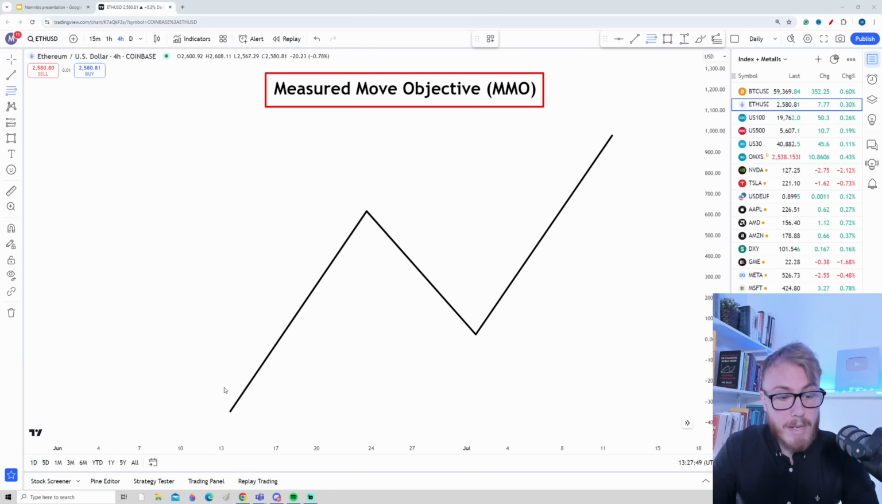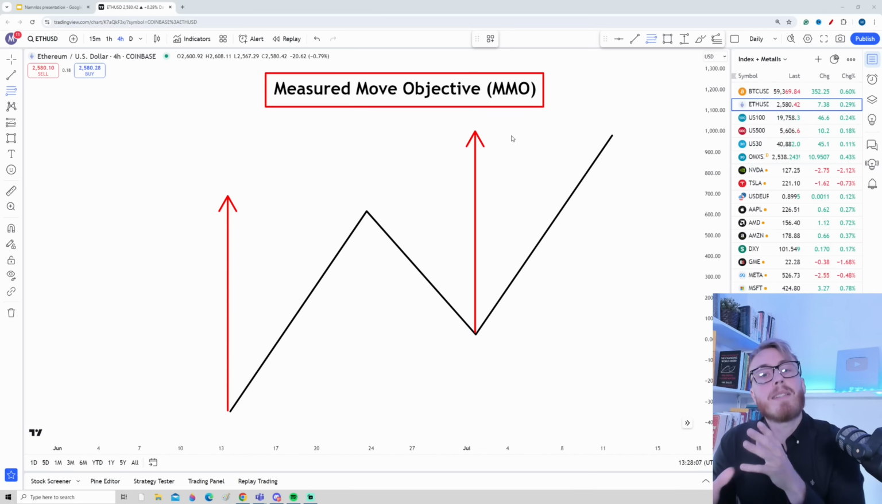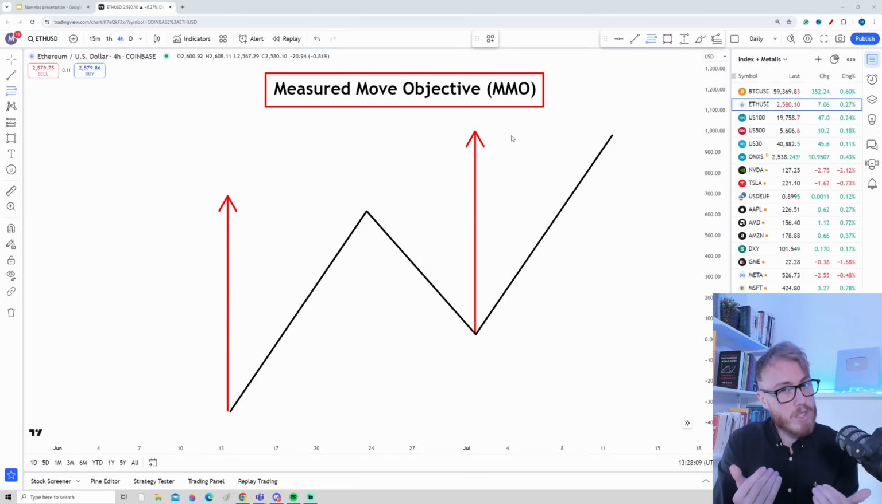And what the measured move basically tells us is that the impulsive moves in a trend, so this move and the next impulsive move right here, tend to be around the same length. They will definitely not always be the same length, but in a trend, in order to maintain the trend, the impulsive moves should be around the same length.